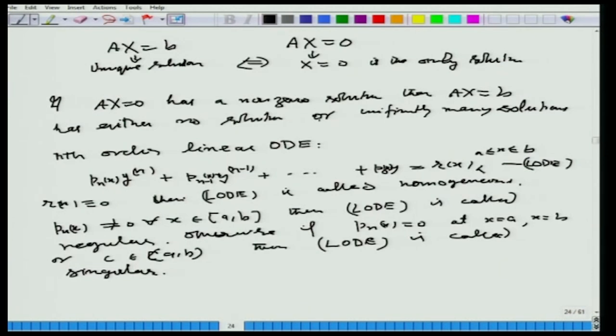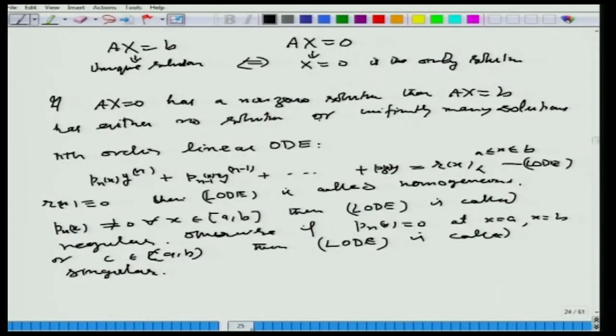Examples of singular equations are Bessel equations, Legendre equations, and various other equations which cannot be solved in the usual way. Then one goes for the power series method and the Frobenius method in general to solve those problems.